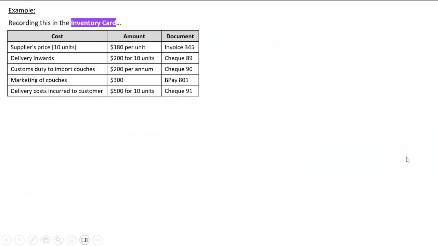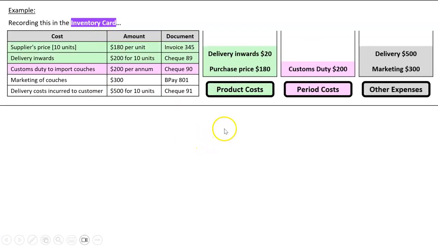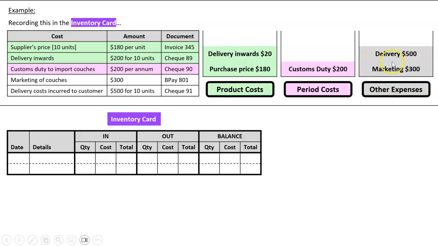How is that going to affect everything we do? Well, let's start with the inventory card. That's the first thing we do with inventory. We put it in an inventory card. So what we've got is the product costs here in green. That went in there. The period cost here went in there. And the other expenses went over here. So in the inventory card, what is the inventory?